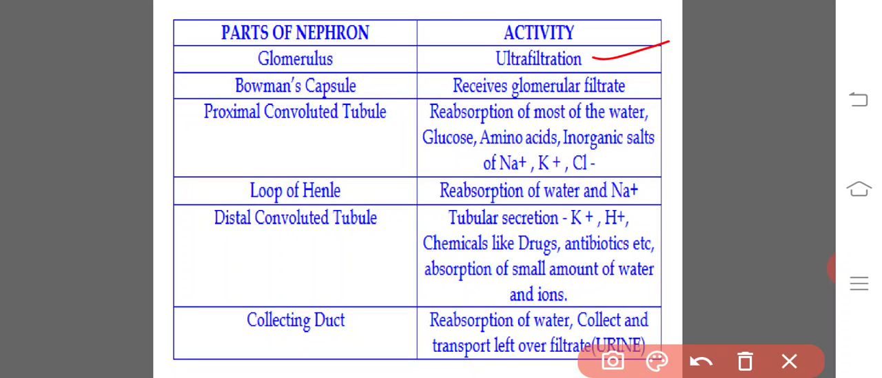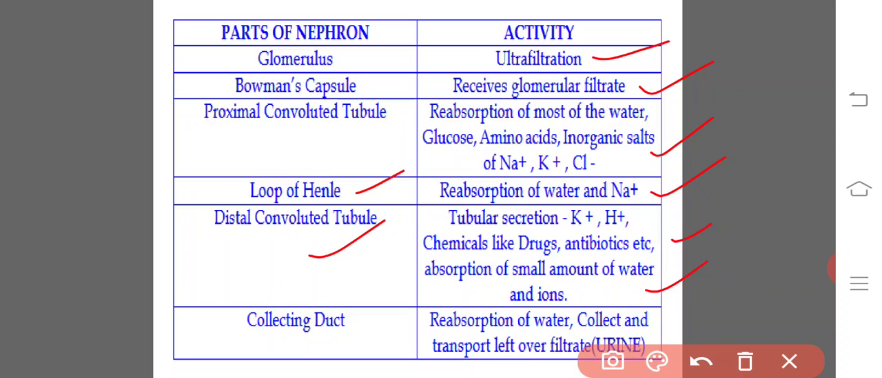Bowman's capsule receives the glomerular filtrate. The proximal convoluted tubule reabsorbs most of the water, glucose, amino acids, and inorganic salts of sodium, potassium, and chlorides. The function of the loop of Henle is reabsorption of water and sodium ions. And the function of the distal convoluted tubule is tubular secretion of potassium and hydrogen ions, chemicals like drugs, antibiotics, etc., and absorption of a small amount of water and ions, about 9% of water and ions.